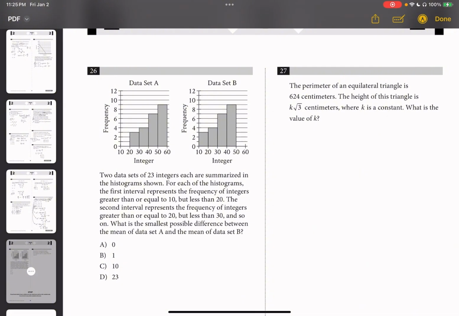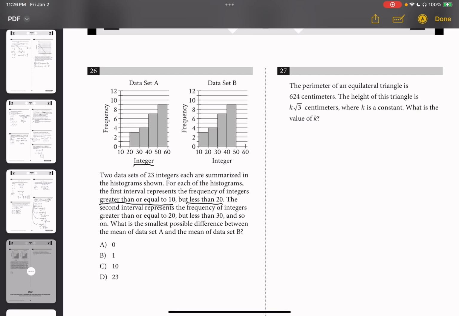Okay, so automatically looking at these graphs, the difference is that they're the same. However, dataset A is starting on the interval 20 to 29, but dataset B is starting from the interval 10 to 19. And I'm not saying 10 to 20 because, as in the problem, it mentions that the first interval is greater than or equal to 10 but less than 20. And they're integers, so it's not going to be 19.9, it's going to be 19.